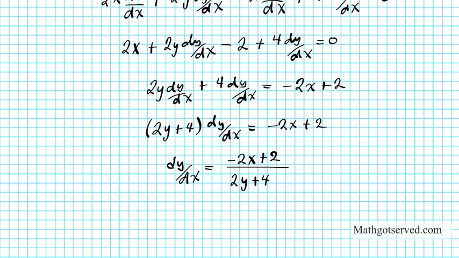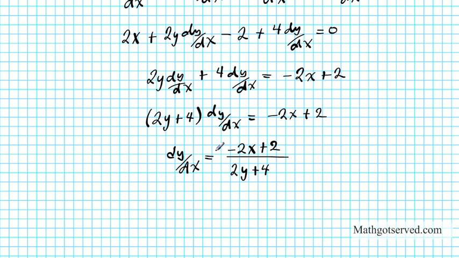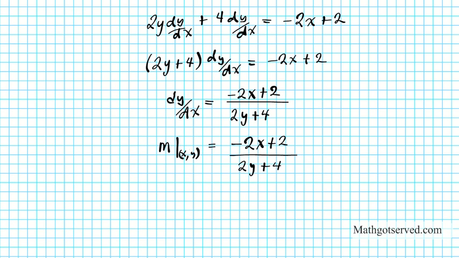So what does this help me determine? This equation, dy/dx equals (negative 2x plus 2) over (2y plus 4), helps me find the slope of this curve at any defined point (x, y). Basically, m at (x, y), the slope of the curve, is given by this function. If I want to determine the slope at any point, all I need is my x and y values, and I substitute them into this function, and it generates the slope for me.